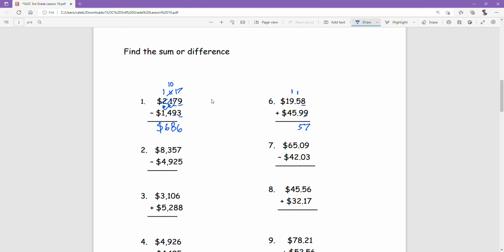So now we're going to bring down the decimal point. Now we have 1 plus 5 plus 9 plus 5, which is 15, so we put the 5 here and the 1 on top. And then we have 1 plus 1 plus 4, which is 6. So our answer is $65.57.